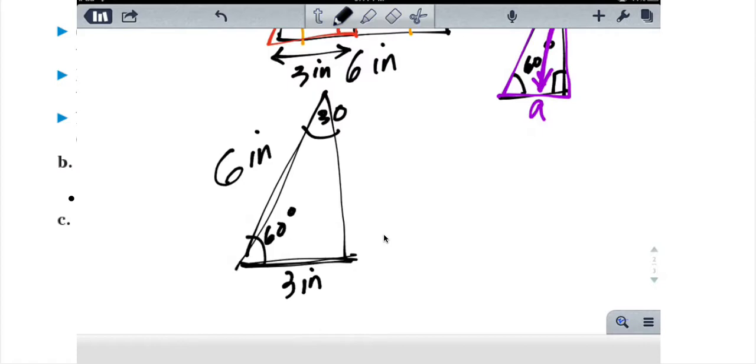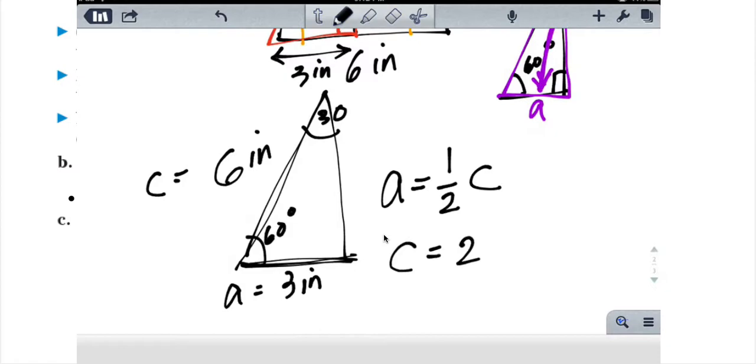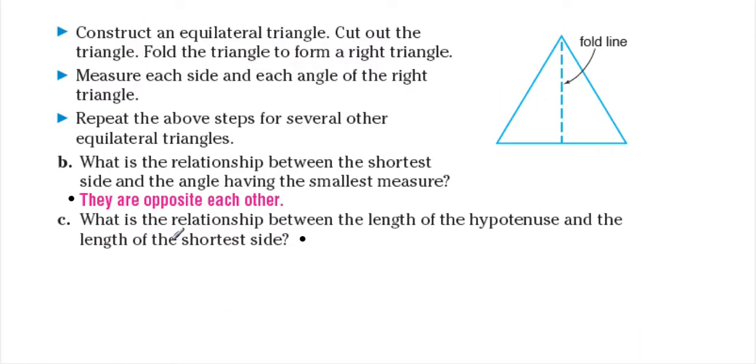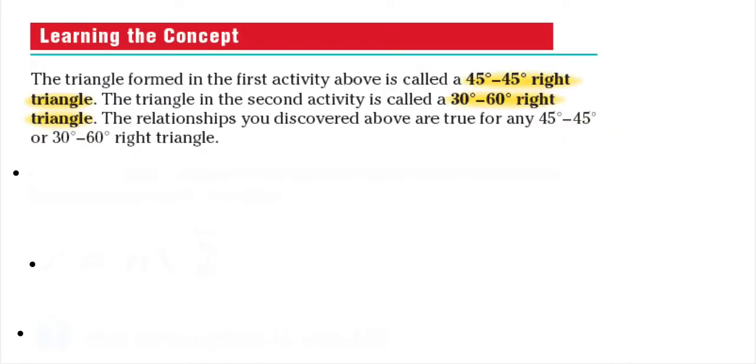So if this is C and that is A, the relationship is that A is equal to 1/2 C, or C is equal to 2 times A. That is the relationship between the length of the hypotenuse and the length of the shortest side. It's twice as long. Which brings us to some rules of our special right triangles.